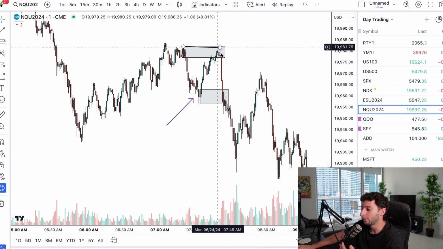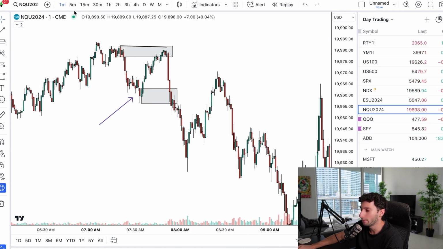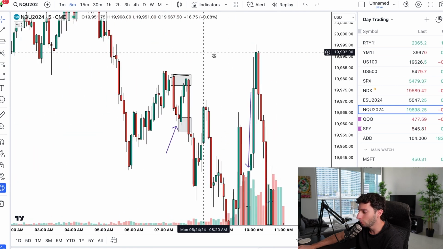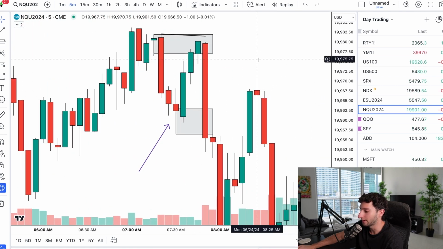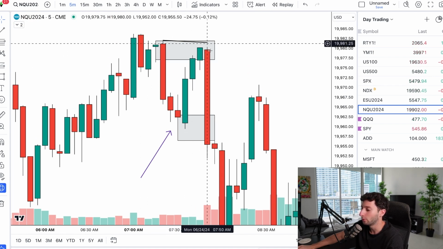And you can see, what does price do? Price ends up breaking this demand zone here. We go lower. Price comes back up, and we probably zoom out to like a 5-minute. We'll get a better idea. Yeah, you can see exactly right here, we have a nice supply zone on the 5-minute chart. Price comes up to it, and we end up going lower.